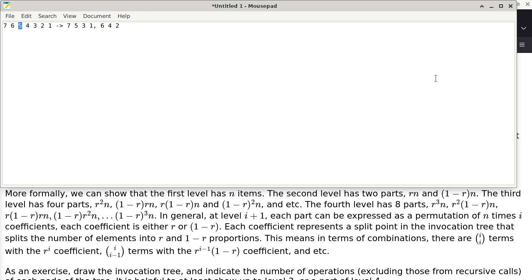So 6 goes to the other output, and then 5 goes to the first output, 4 goes to the other output, 3 goes to the first output, 2 goes to the other output, and then 1 goes to the first output. Is that okay? So it looks like we're making the problem even worse. Isn't this even worse than the original? Because 7, 5, 3, 1, they're spaced out by 2 instead of being spaced out by 1 in the original run. So now the question is, what do we do when we merge?